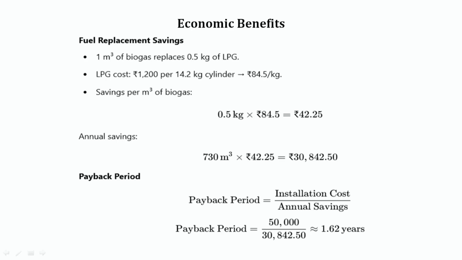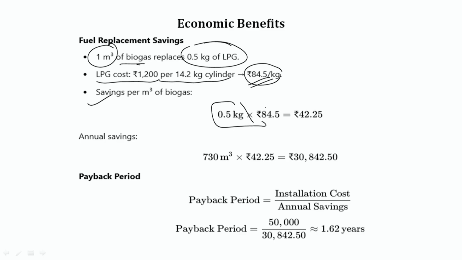And the economic benefits, if we talk about, here you can see clearly that 1 meter cube of the biogas replaces around 0.5 kg of LPG. And if we are treating LPG cost around 1200 rupees per cylinder, which contains 14.2 kg of LPG, then you can see that it is 84.5 rupees per kg of LPG. So the saving per meter cube of the biogas is around 0.5 kg into 84.5 rupees, making it 42.25 rupees.